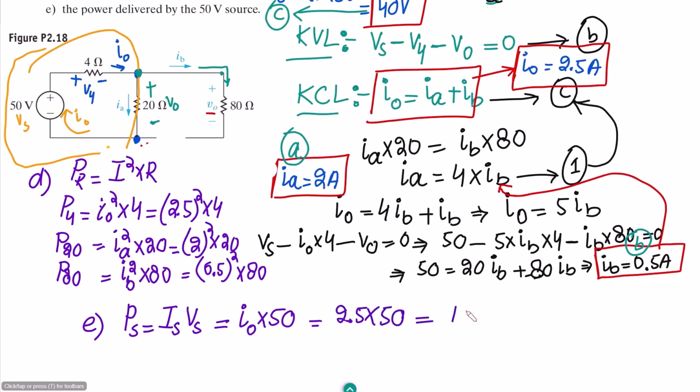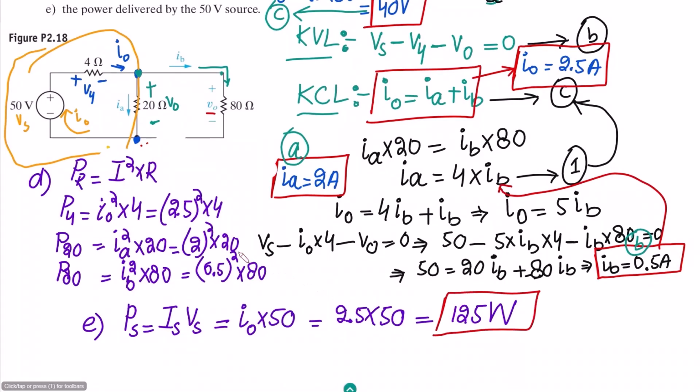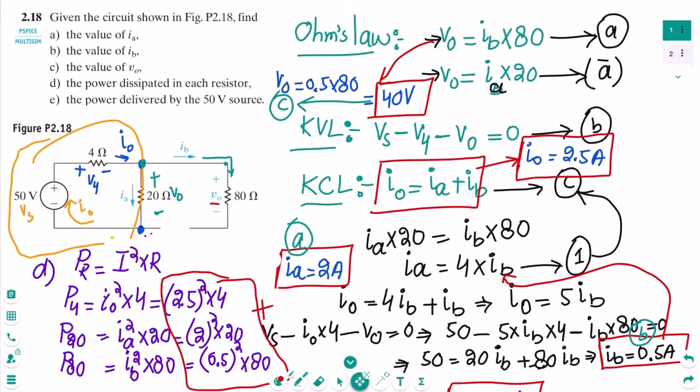So finding it out, it will be 125 watt, and that is basically the answer of part E. If you add them all, these are the power which are dissipated in each of the resistors. You will see that the power source which is generated is equal to the power which is dissipated. So you should add them all, and all of these values will end up with 125 watt. So that's the solution of question 2.18.